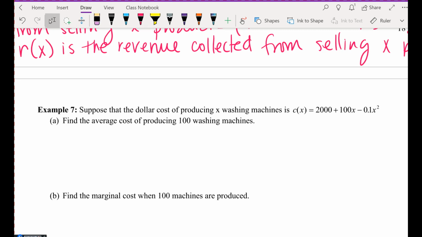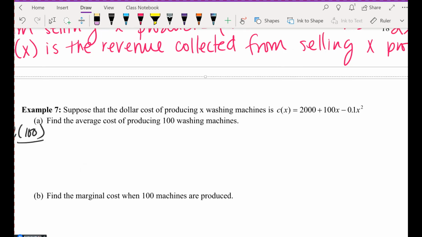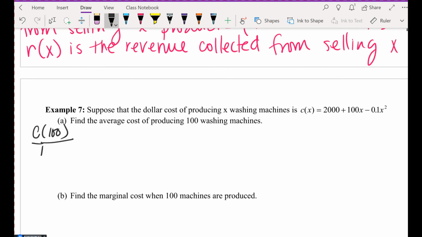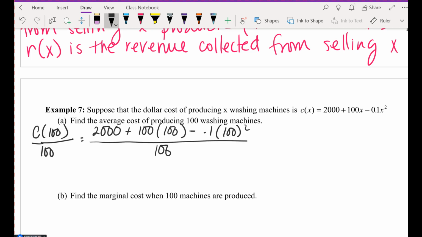Okay. So I will write down the equation really quickly. So the average cost is the cost of 100. Once you find the cost of that, you're going to go and do what? Divide it by 100. All right. How do we find the cost of 100? Plug it in. 2,000, this is where I'm going to definitely need your calculator user, plus 100 times 100 minus 0.1 times 100 squared. All of that, divide by 100. All right, crunch it out in your calculator. What does your calculator skill say? What is the average cost for each machine?